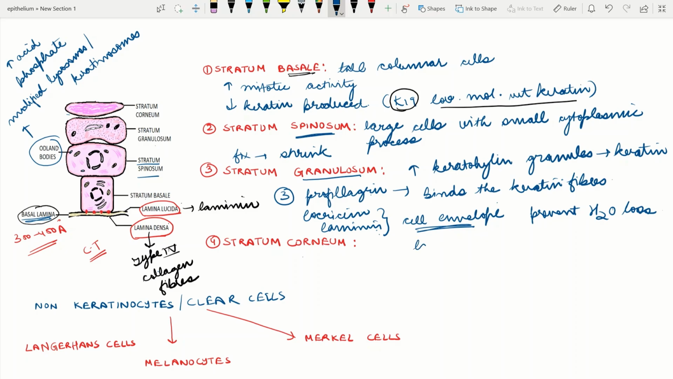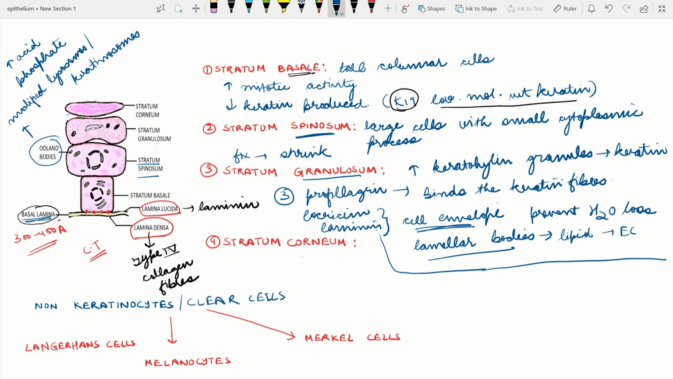Now one more thing that you will see here is the presence of lamellar bodies. What do these lamellar bodies do? They secrete lipid in the extracellular space. If you see, these are the two cells, and the lipid will be secreted here in the space between them. So this also prevents your water loss.